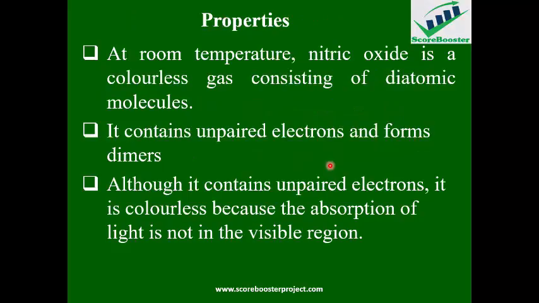So these are some of the properties of nitric oxide. At room temperature, nitric oxide is a colourless gas consisting of diatomic molecules. It's a diatomic molecule because of the unpaired electrons in the nitrogen. I don't want to write the electronic configuration, because we have talked extensively on electronic configuration and how atoms react together. So now it is your duty to write the electrons of nitrogen and that of oxygen.